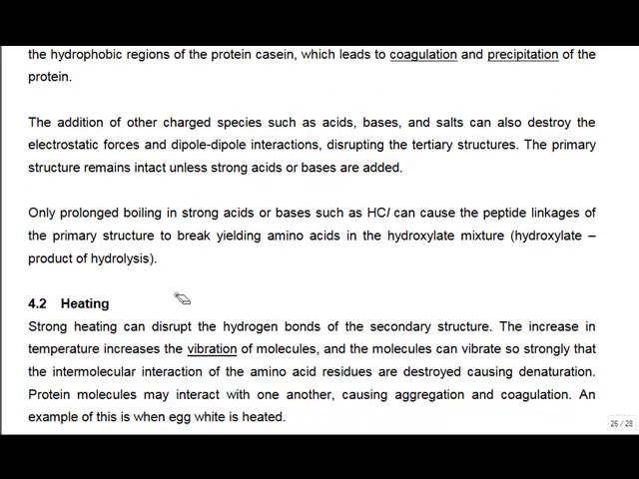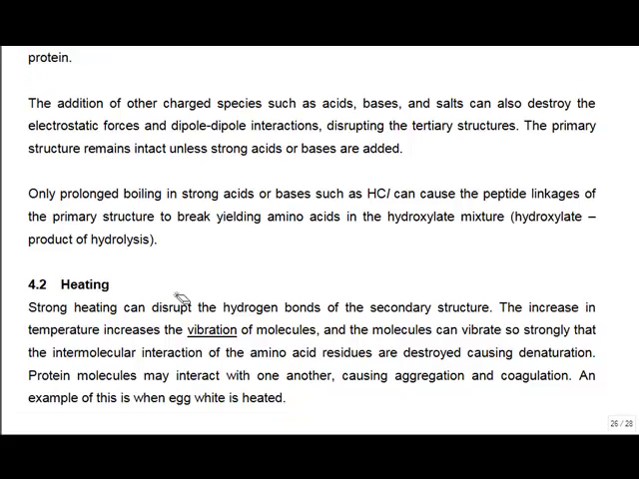It is important to note that only tertiary or secondary structures are disturbed by addition of acid, base, or salt, because primary structures are usually formed by very strong peptide bonds, and only on prolonged boiling in strong acid or bases, then the peptide linkages will break to give the respective amino acids.